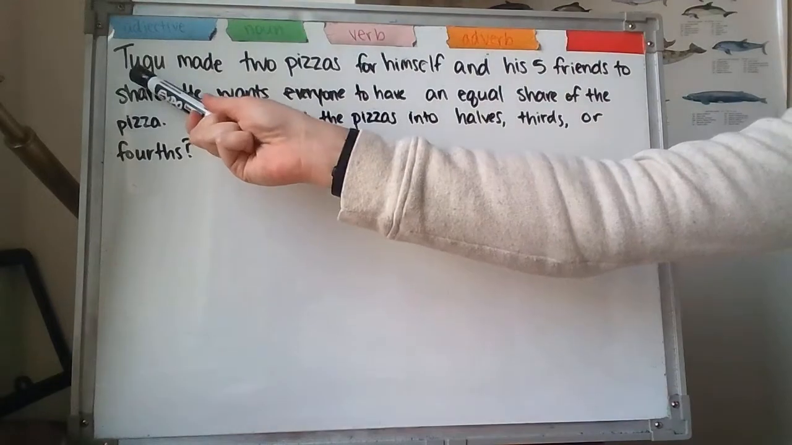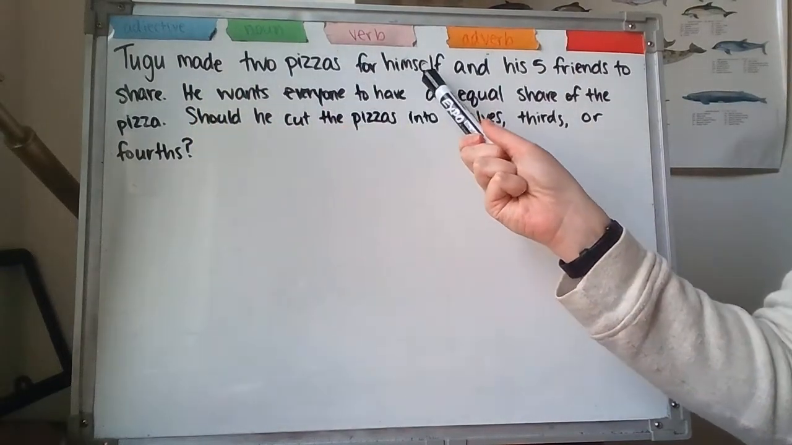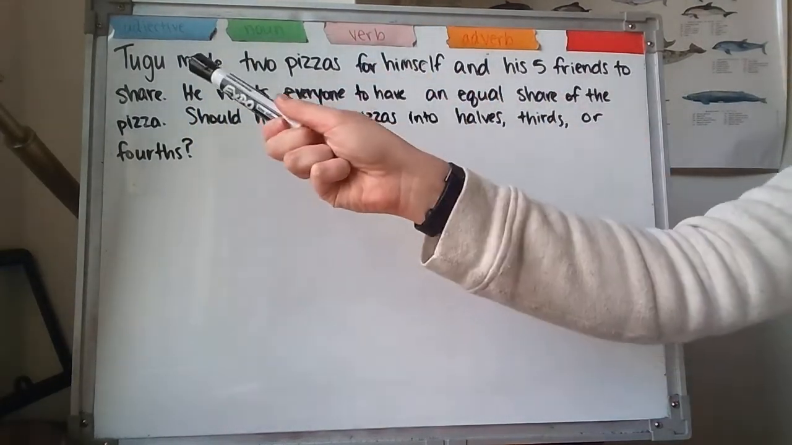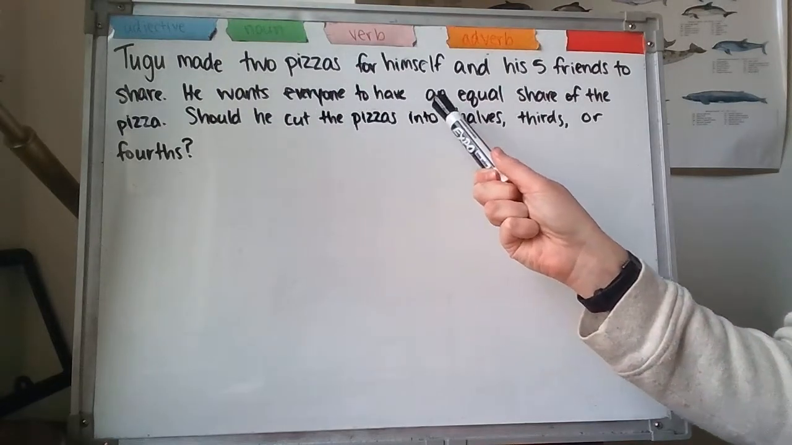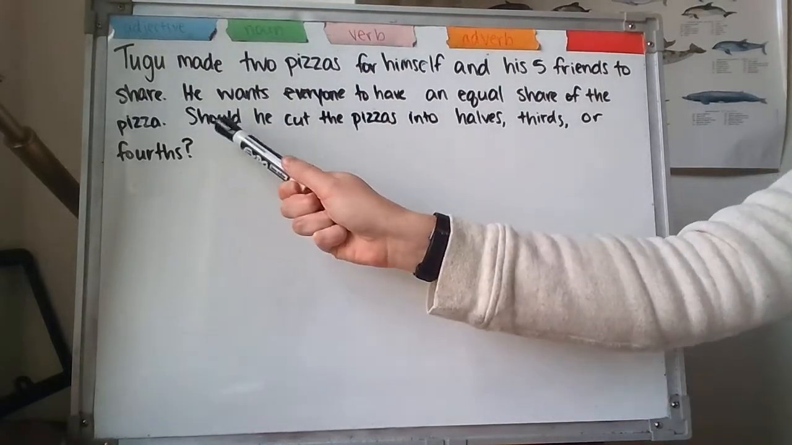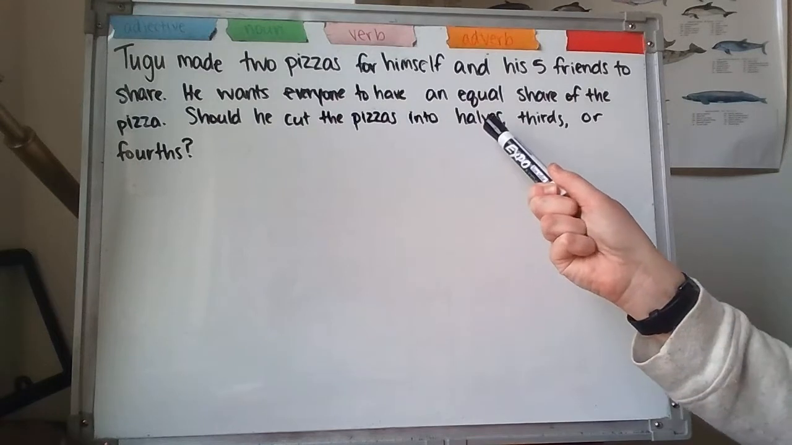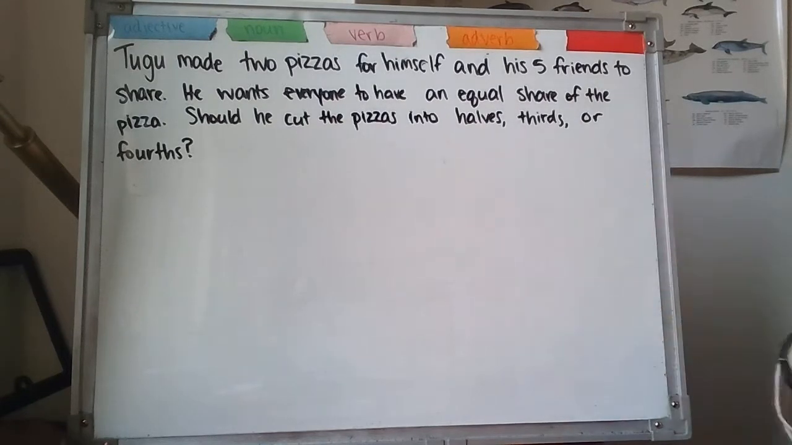It says, Tugu made 2 pizzas for himself and his 5 friends to share. He wants everyone to have an equal share of the pizza. Should he cut the pizzas into halves, thirds, or fourths?